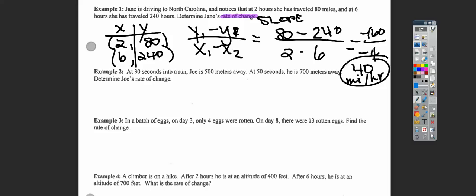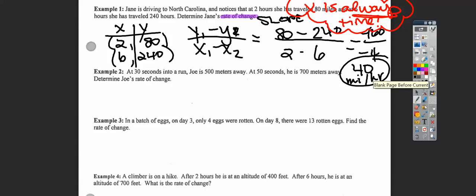Another piece of advice is whenever you're determining which value is x and which value is y, if you're having a hard time, a friendly hint is x is always time. X is always time. Years, months, minutes, hours, those are all time, so that's just always what x is going to be.